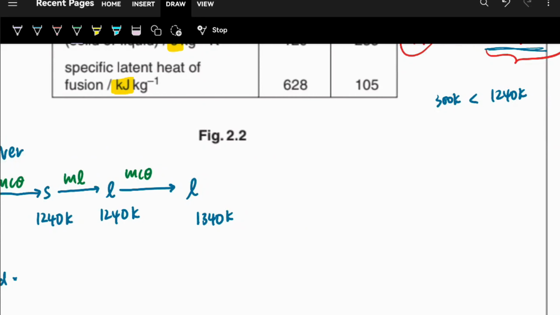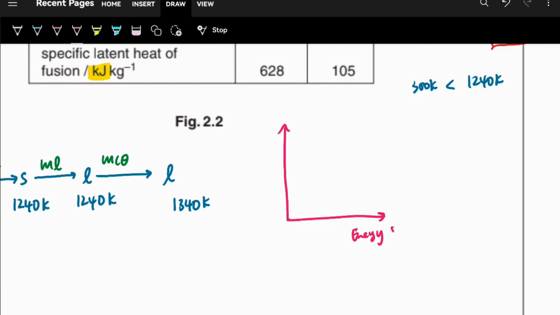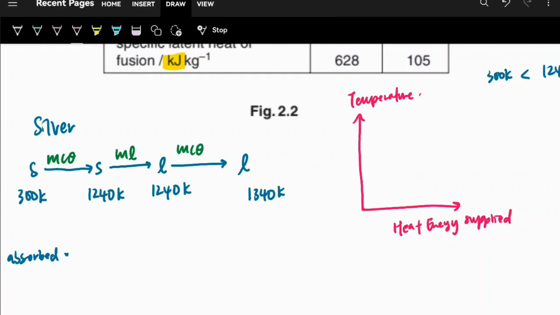So an easier way to look at this is using a graph. So let me draw a graph for you. So this is the graph, and your x-axis would be energy supplied or heat energy added. I think I'll better put heat energy. Yep. And your y-axis would be your temperature. Okay, so initially silver was a solid here, right? So 300 Kelvin is somewhere here. Okay, then it reaches its melting point, 1240 Kelvin.